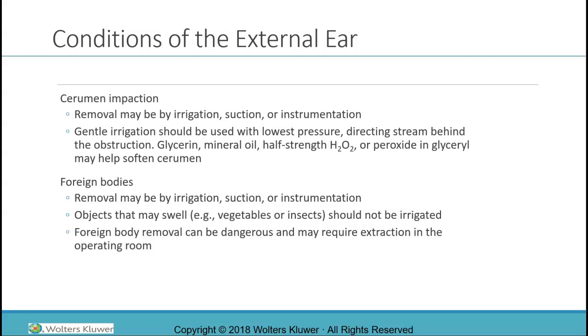So, some conditions of the external ear. Earwax impaction, cerumen impaction. We see this a lot in people who are genetically predisposed to having very waxy ears. Some people just have waxy ears. They can't help it. We also tend to see it in people who work in high noise level areas, because their ears try to protect themselves from that elevated level of noise and will produce additional wax. And we also see it in the elderly. So we can remove this cerumen by irrigation, suction, or instrumentation.